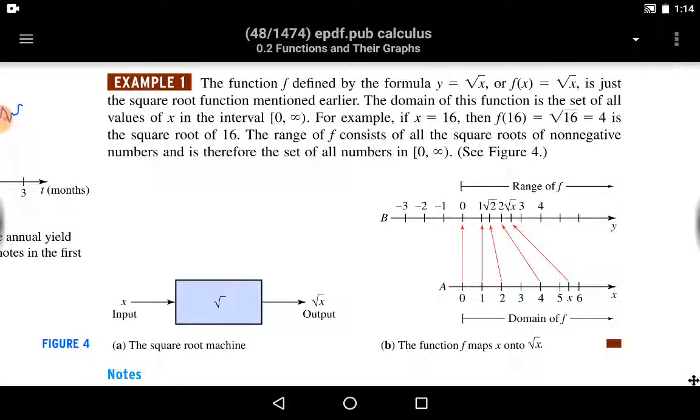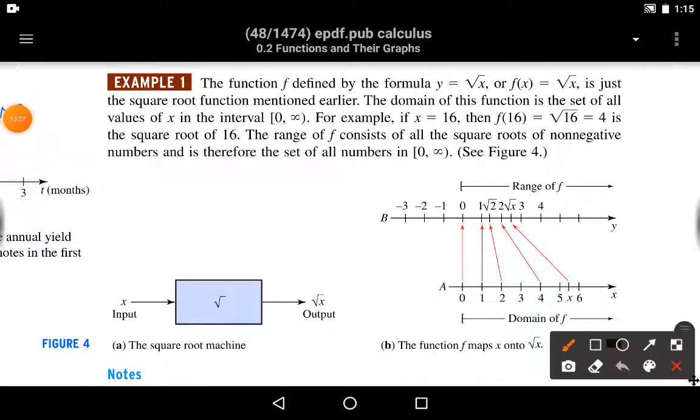Here we are considering an example of the function y equals root x. f(x) equals root x is just the square root function mentioned earlier, where we consider only the positive roots. Then when x equals 16, f(16) equals root 16, which equals 4. And the range of f will be the positive real numbers also.